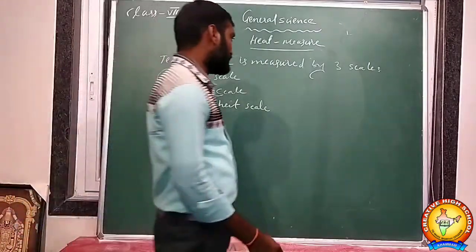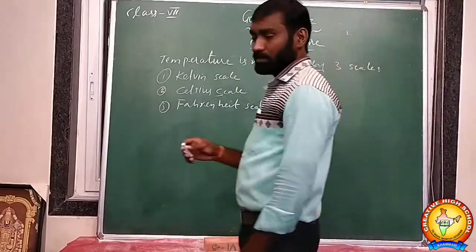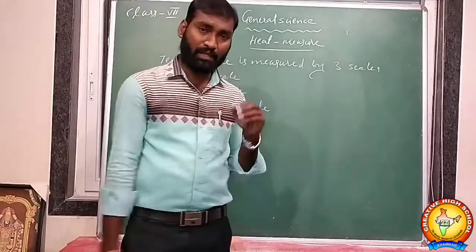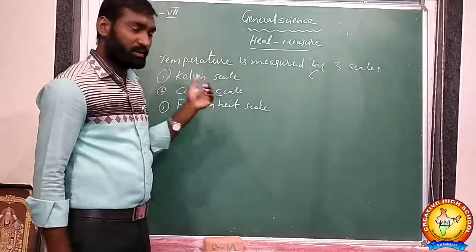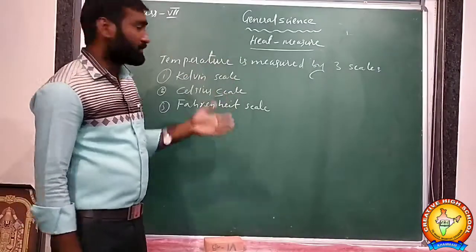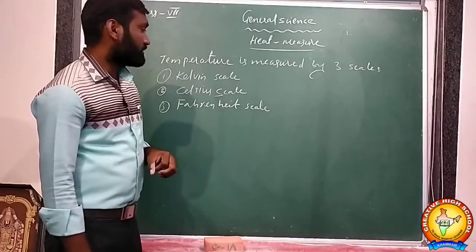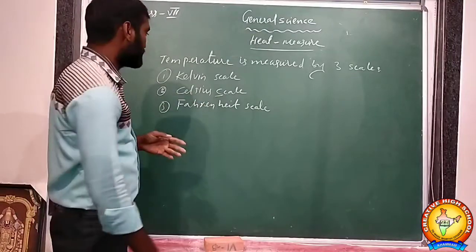For example, a normal mercury thermometer is filled with a liquid called mercury. To construct instruments, we need to know the scales: Kelvin, Celsius, and Fahrenheit. We need three scales.